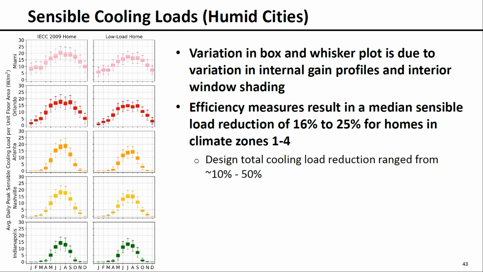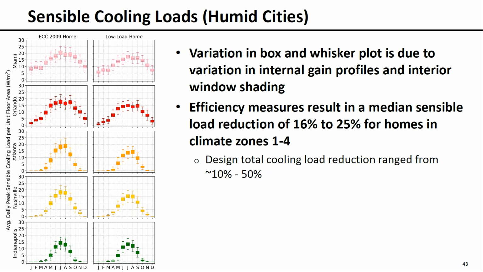Okay, so let me take a second here to explain this plot we have here on the left. There's a lot of information conveyed here. First off, there are two main columns in the plot, and those columns correspond to house type. You have the IECC 2009 home in the left column and the low load home in the right column. Within each plot, there's a box and whisker corresponding to the month of the year, ordered from January to December, and you can see the first letters of the month there at the very bottom.